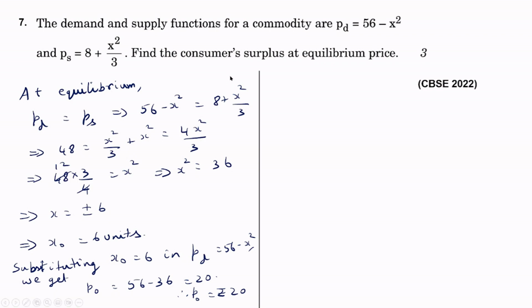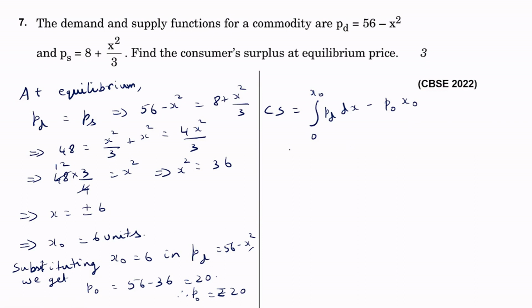So here we are asked to find consumer surplus. For consumer surplus, we have to use the right formula, integral 0 to x naught demand function minus P naught x naught. We should not get confused with the demand function and the supply function. If we are finding consumer surplus, we have to use the demand function. If we are finding producer surplus, then we have to use the supply function. Here for consumer surplus, the formula is integral 0 to x naught demand function dx minus P naught x naught.